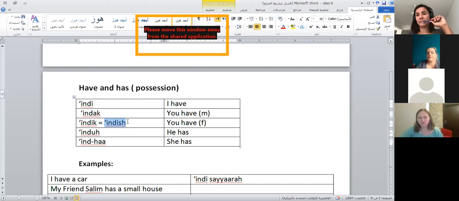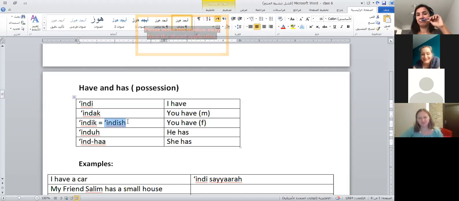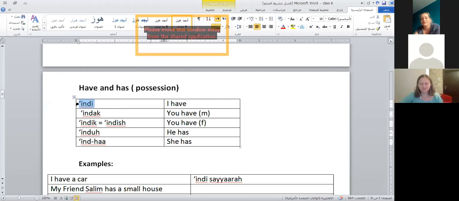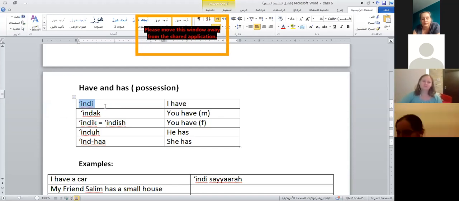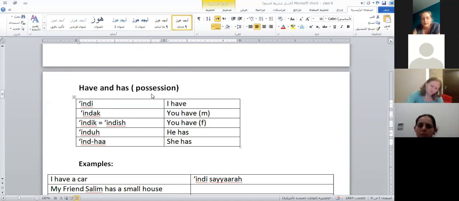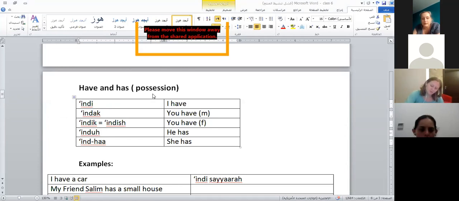Eva, عندش سيارة? أيوة. Full sentence, Eva. عندي سيارة. أيوة عندي سيارة. In English, you start this question with do you have a car? Yes, I do. But in Arabic, no. Do you have a car? Yes, I have. أيوة عندي. Or just أيوة is enough.